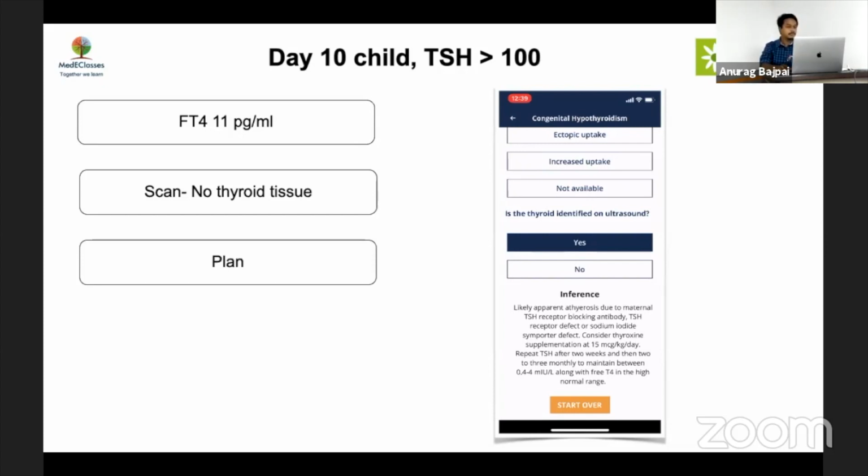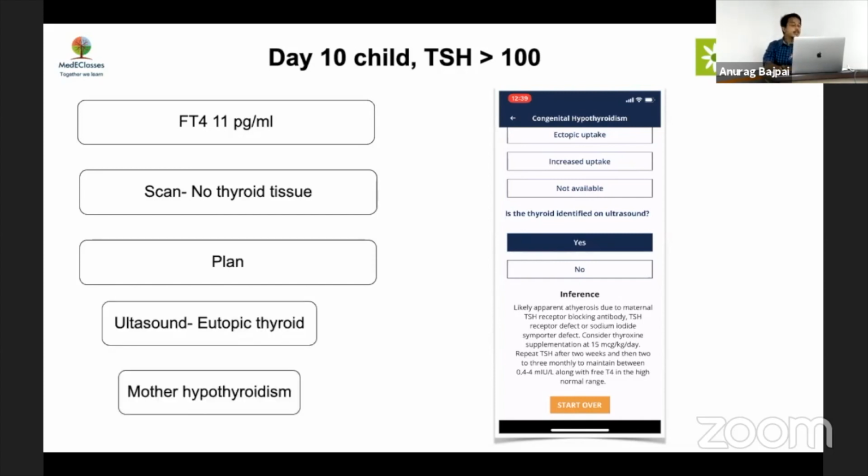Now if you look at it, it talks about likely apparent athyreosis due to maternal TSH receptor blocking antibody, TSH receptor defect, or sodium iodide importer defect. You start treatment, but it is very likely that this may improve over time, because if you have just a reversible phenomenon, it may improve over time. So if you just put in the basic information, you will get that interpretation coming out of it. Yeah. Carry forward. The ultrasound showed a eutopic thyroid, and the mother had hypothyroidism.